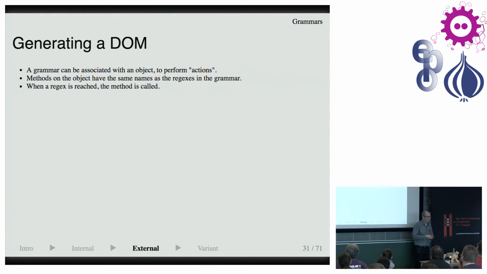The way you do that is that a grammar can have an object associated with it, and then every time a particular rule is reached, the method of the same name on that object gets called. So if you have an object with a method called line, then while it's parsing and hits a line, it calls your method, and it sends you the current line.